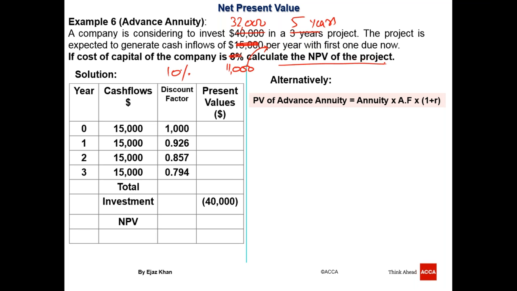So I've made a few changes to the question. Just quickly solve the question for me. And it's totally up to you people which approach you use. I would suggest sticking to one approach so that you don't get confused in the exams.